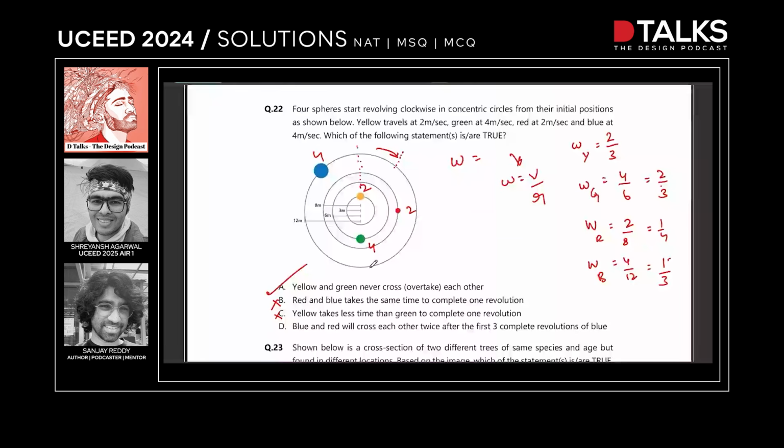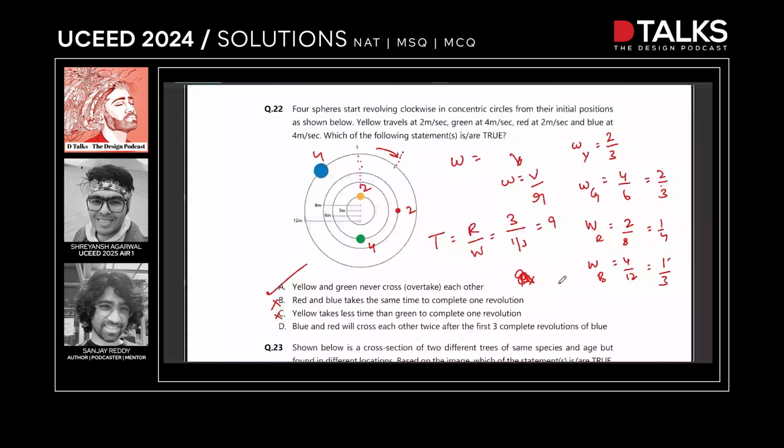Right, so that's interesting now. Blue and red will cross each other twice. So in three revolutions of blue, right? To calculate the time, it would be revolutions divided by omega. ठीक है कितने revolutions करने हैं तुम्हें divided by the speed. 3 divided by 1 by 3 is 9, right? It will take 9 seconds for blue to complete 3 revolutions, and in 9 seconds, red will complete 9 times. Wait, no, ठीक है.